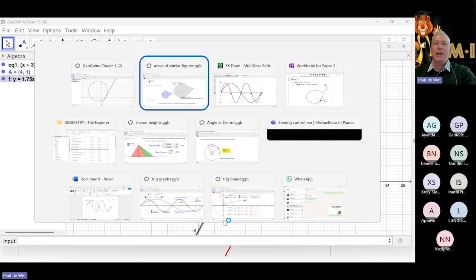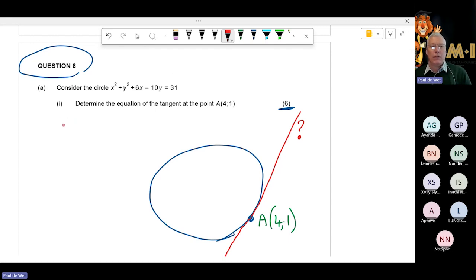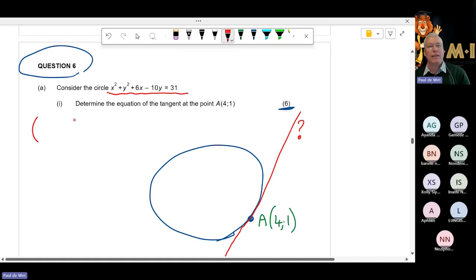So let's now tell me, what did you do? Firstly, I determined the points of the center. Okay, so you put this into standard form. Can you tell me how you did that? I took the coefficient of x, halved it and squared it. So I had x squared plus 6x plus 9, plus y squared minus 10y plus 25 is equal to 65.